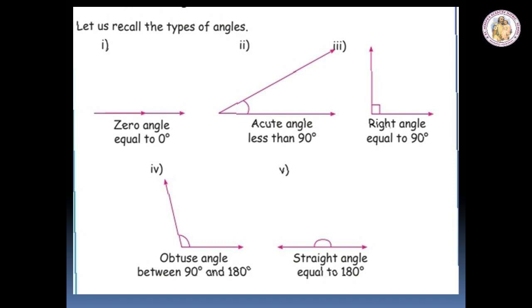Fourth one is obtuse angle. Obtuse angle means between 90 and 180, that is above 90 degree and below 180 degree. That is called obtuse angle. The last one is straight angle. It is always equal to 180 degree. We have a protractor for 180 degree. That is always called straight angle.